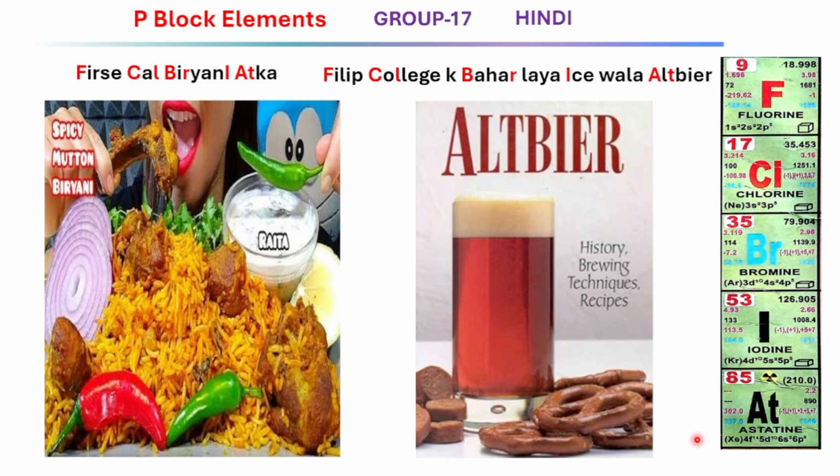नेक्स्ट अभी हम आएंगे ग्रुप 17 में. तो पी ब्लॉक एलिमेंट ग्रुप 17, दिस इज ऑल्सो नोन एज हैलोजेंस. तो हैलोजेंस में क्या क्या है? फ्लोरीन, क्लोरीन, ब्रोमीन, आयोडीन, एस्टेटिन. तो इसको कैसे याद रखना है?